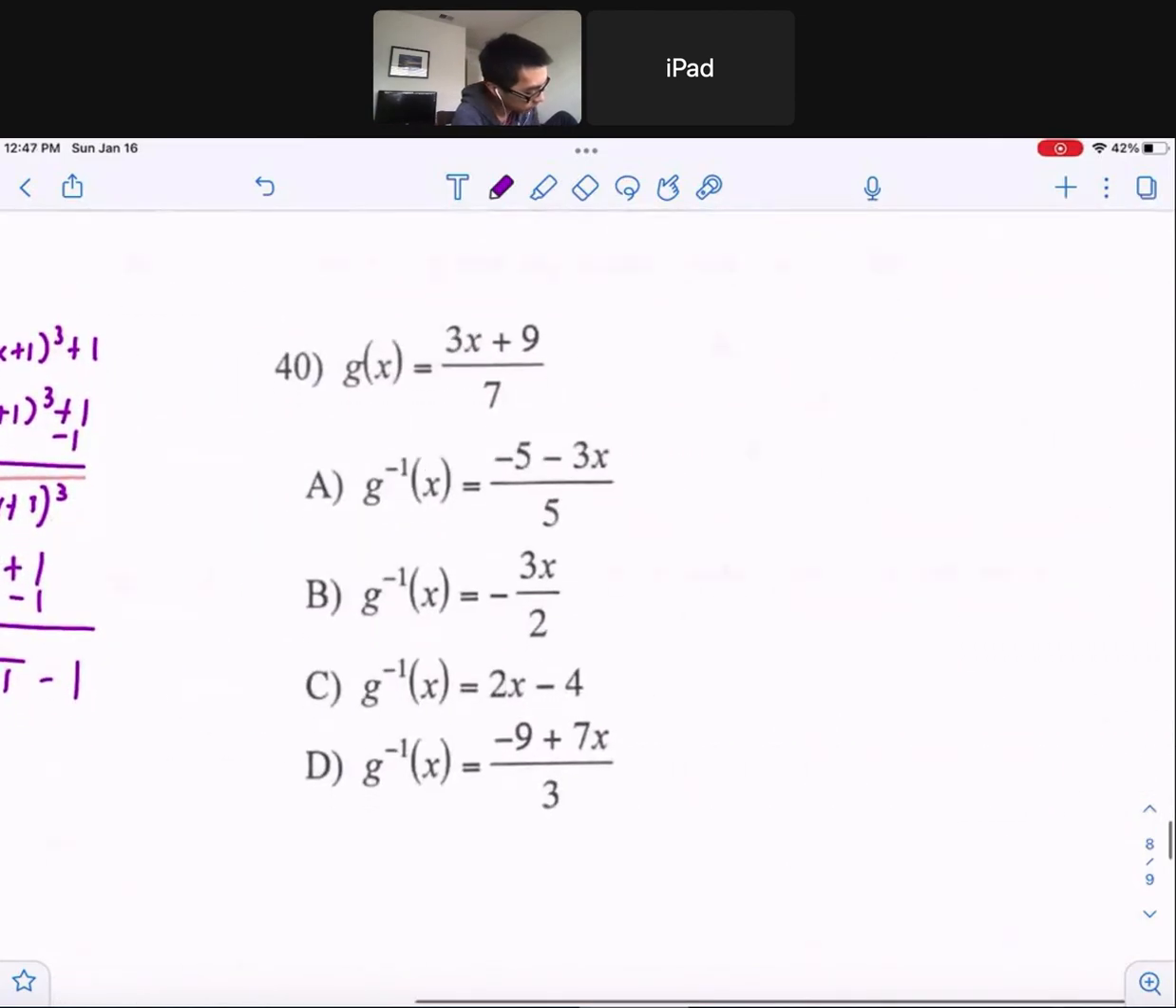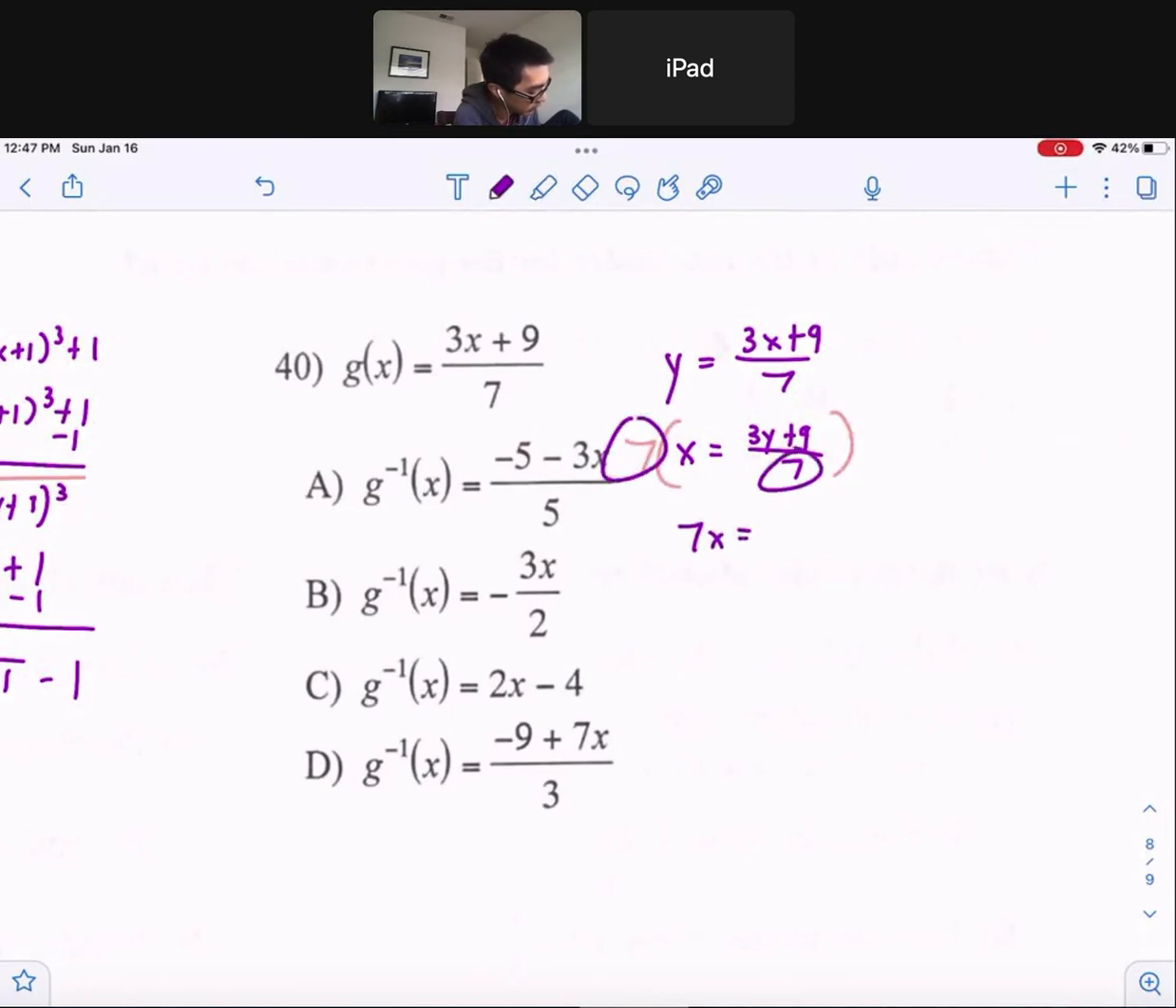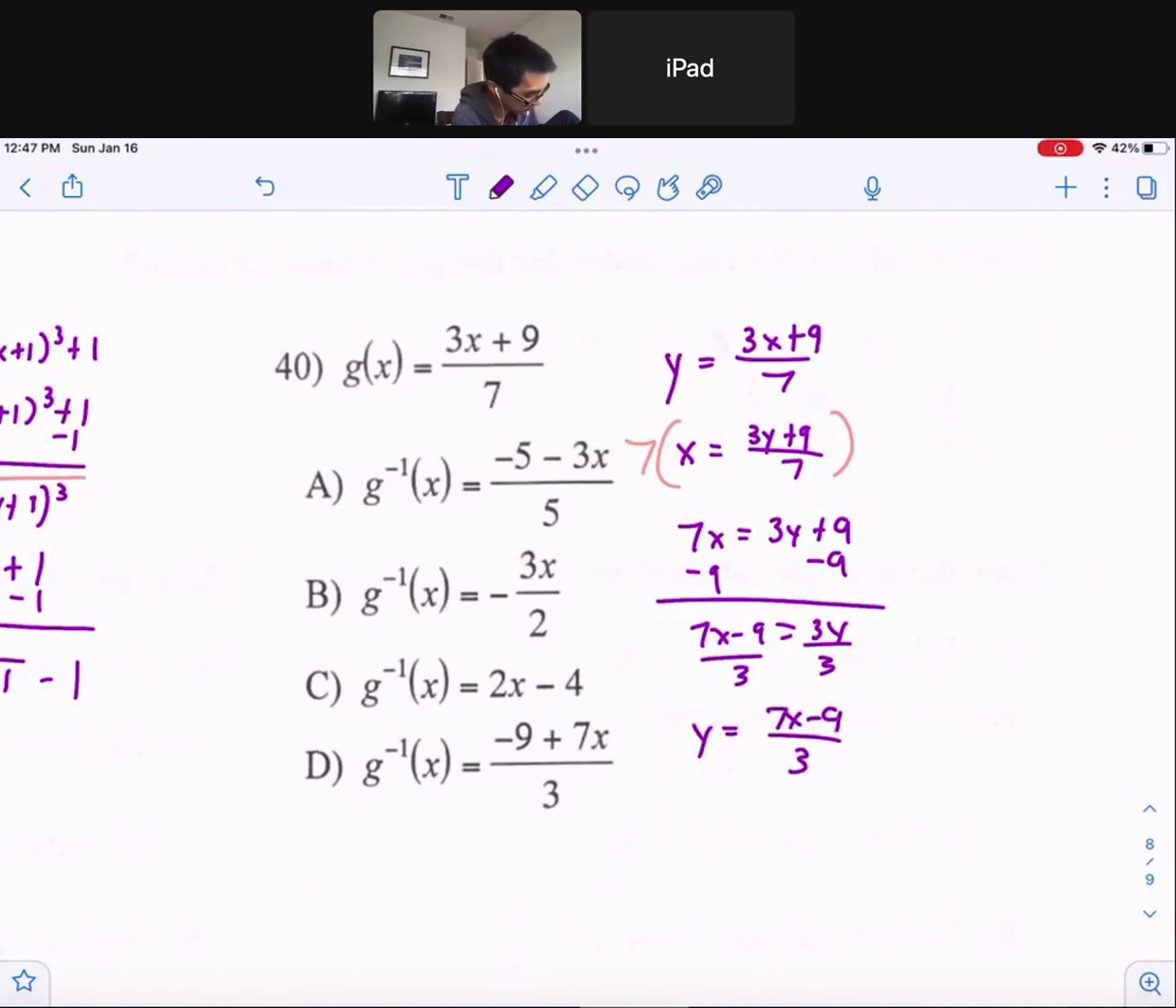40. Set it equal to y. Switch your x and y variables, and now solve for your new y. I don't like this fraction, so I'm going to multiply both sides by 7. 7x equals, this 7 and that 7 cancel, so all we're left with is 3y minus 9, and I'll just solve for y. Subtract 9 from both sides, divide both sides by 3. So your new inverse is going to be 7x minus 9 all over 3, which is D.